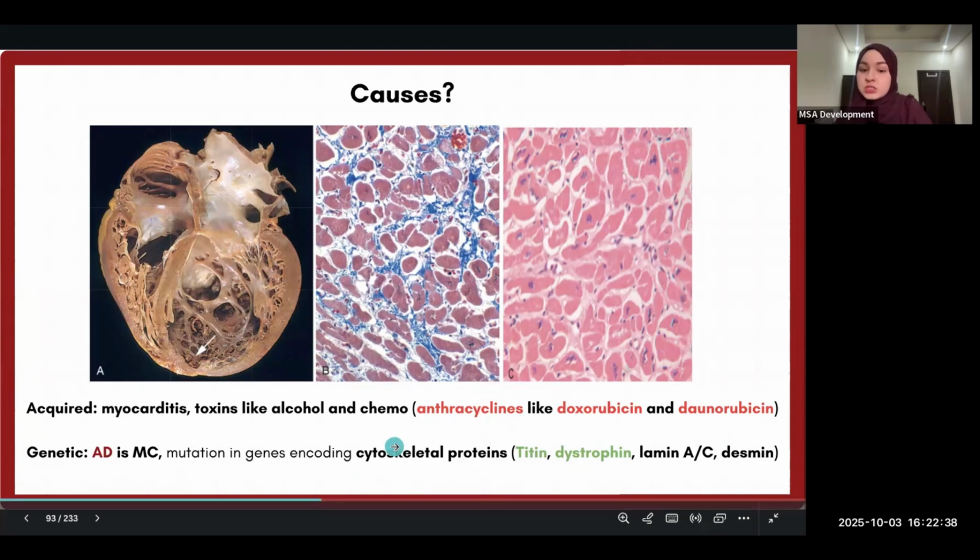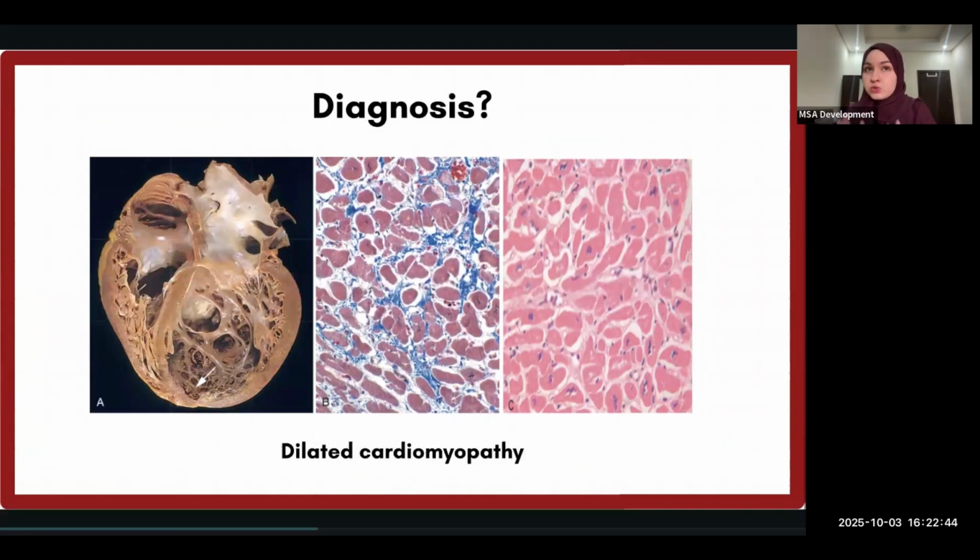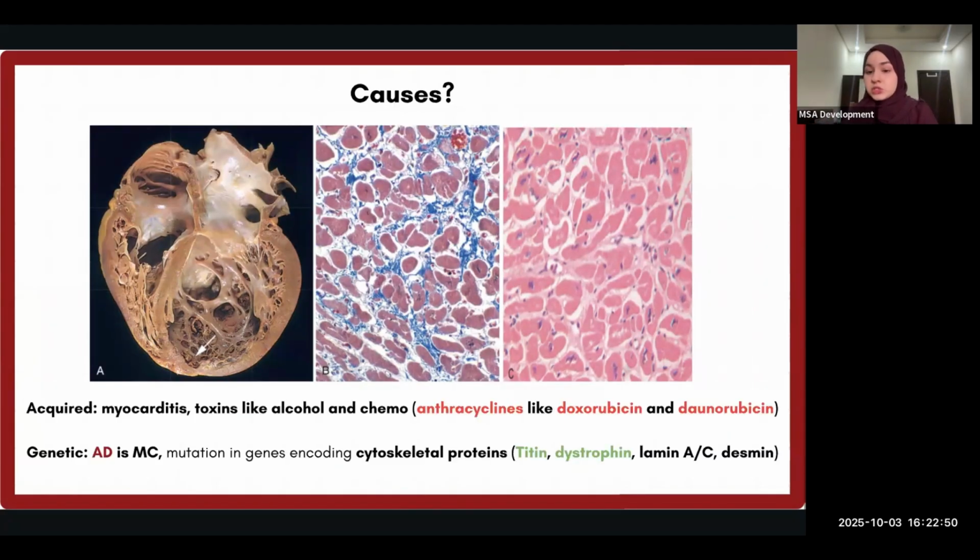The mutation is in genes that encode cytoskeletal proteins. I want you to think which genes specifically. So you have titin, dystrophin. Titin is the most common. Dystrophin can be seen in the X-linked recessive form. Lamin A and C, desmin. These are all important, by the way, because they can ask about any of them.